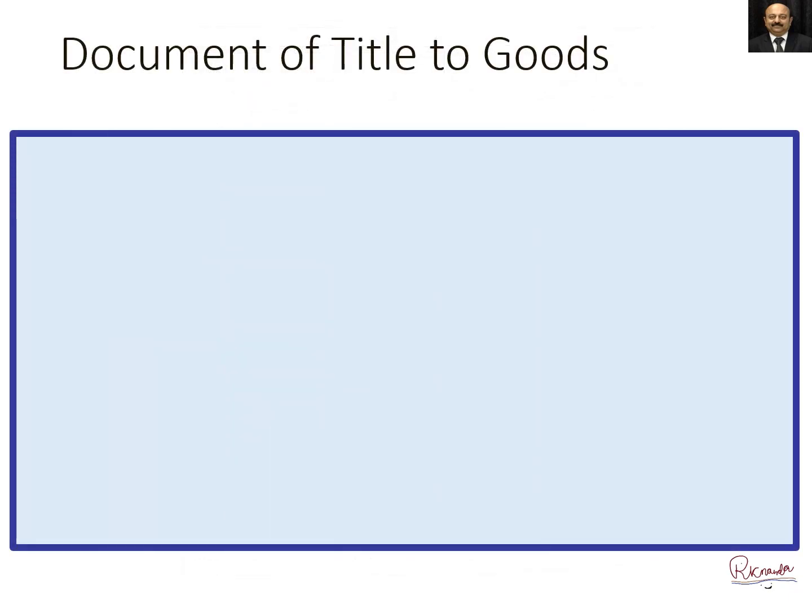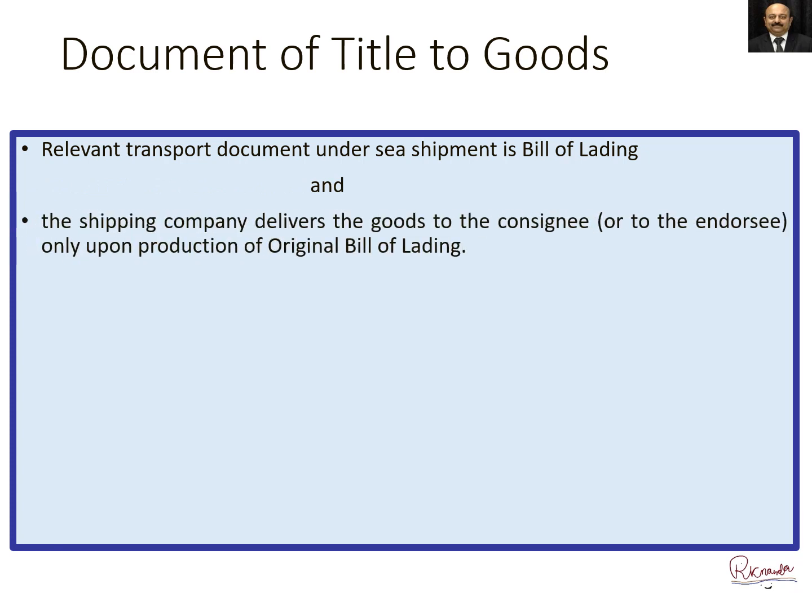Then the bill of lading actually proves a document of title to goods. It's a document which proves title to goods. So the relevant transport document under shipment is the bill of lading, and the shipping company delivers the goods to the consignee only upon production of the original bill of lading.